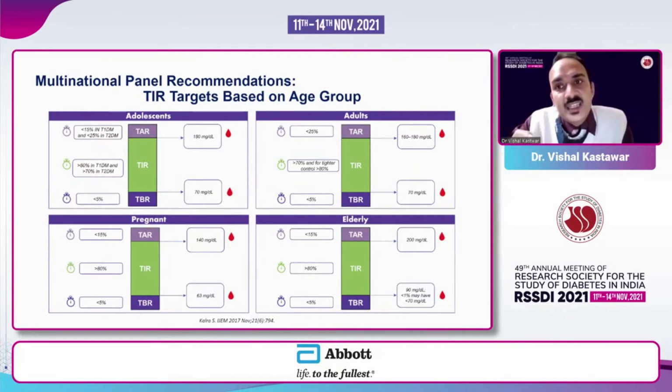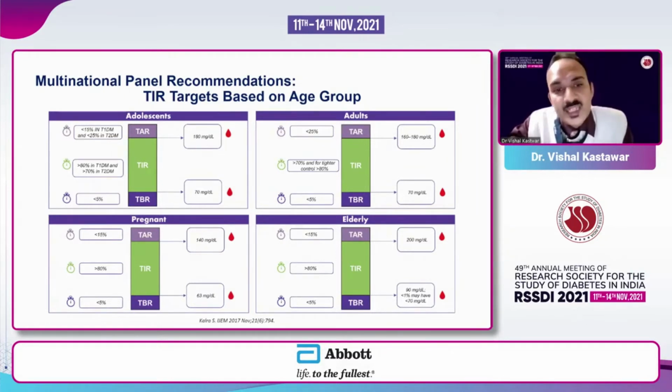For adults, again, they say that time in range should be 70 to 180 milligram per deciliter, but they have given another point saying that if it is possible, the time in range for the adults should be between 70 to 160 milligram per deciliter, and the duration should be more than 70%. If possible, for tighter controls, the duration should be more than 80%. So they have given another category of possibilities, wherein 70 to 160 milligram per deciliter glucose level should be maintained for more than 80% of time for these adults.